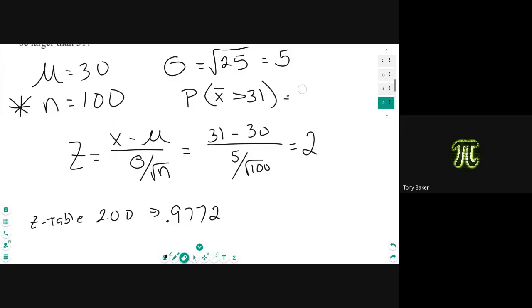All right. Is that my answer? Because I want greater than. So it's the complement to that. So I've got to subtract that from 1. So I get 0.0228. And that's my answer.